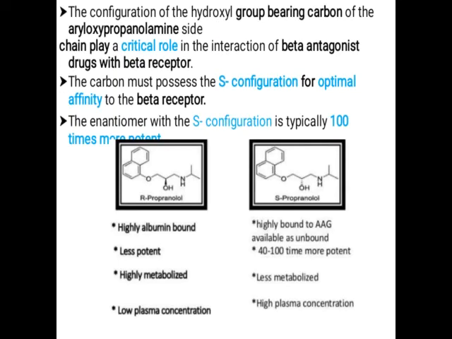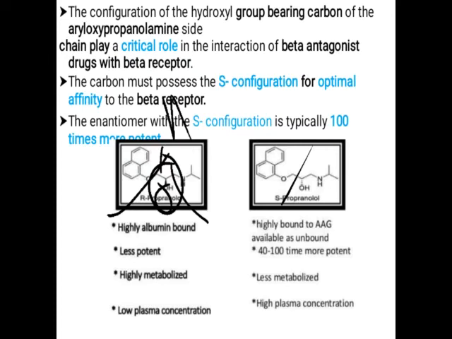So, the configuration of the hydroxy group. Here you can find that this hydroxy group is on a chiral center. This part is different, here different, one hydroxy group, here hydrogen. So this carbon having the hydroxy group is a chiral center, and due to the chiral center it shows different isomers. Okay, so this carbon plays an important role in the beta antagonist activity, that is, blocking the beta receptor.